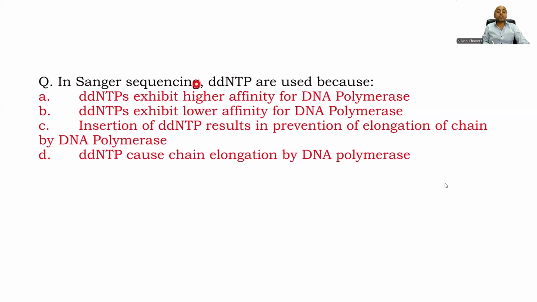In Sanger sequencing, the ddNTPs are used because options are: ddNTPs exhibit higher affinity for DNA polymerase, ddNTPs exhibit lower affinity for DNA polymerase, insertion of ddNTPs results in prevention of elongation of chain by DNA polymerase, ddNTPs cause chain elongation by DNA polymerase.